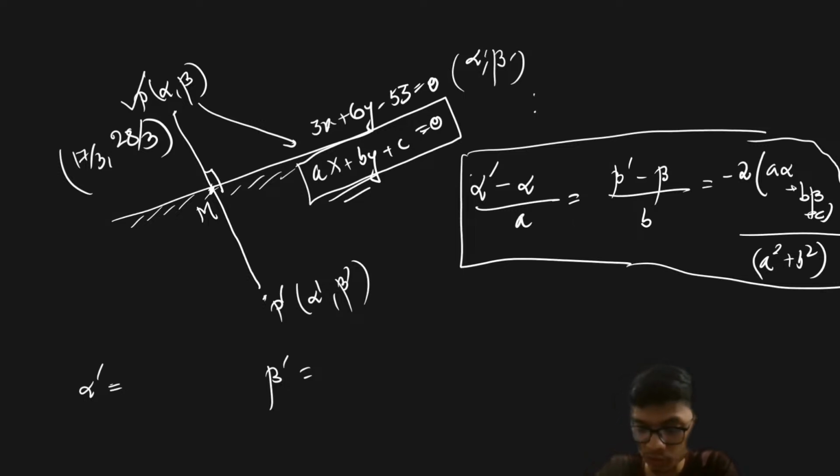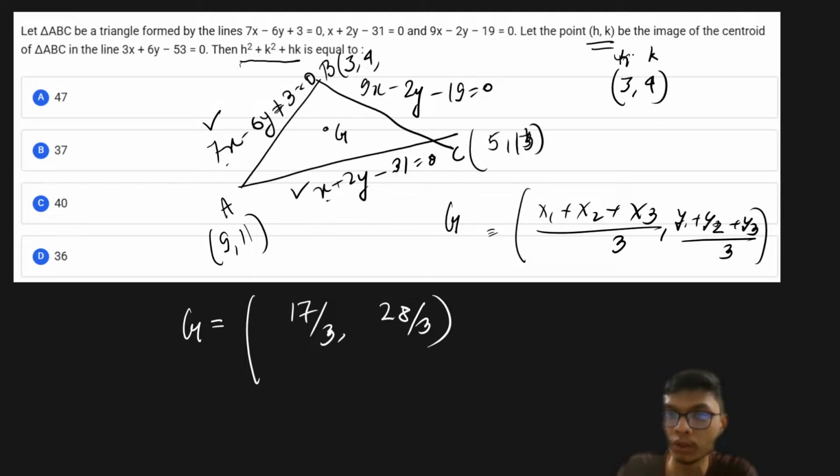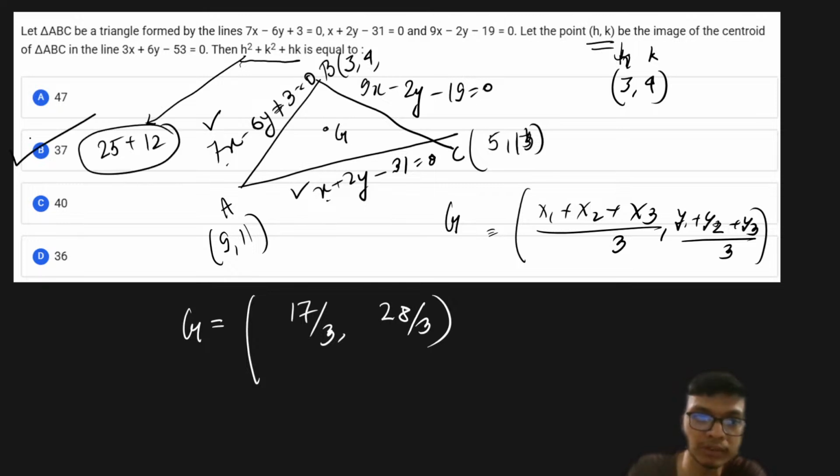If you put it into this relation, you'll get alpha dash as simply 3 and beta dash as simply 4. Now it is said that the image you are getting is given as h comma k, and you have to find the value of h square plus k square plus hk. The image I got is (3, 4), so h is equal to 3 and k is equal to 4. So h square plus k square plus hk is going to be 25 plus 12, which is equal to 37. So from here you can see option B is the correct answer.